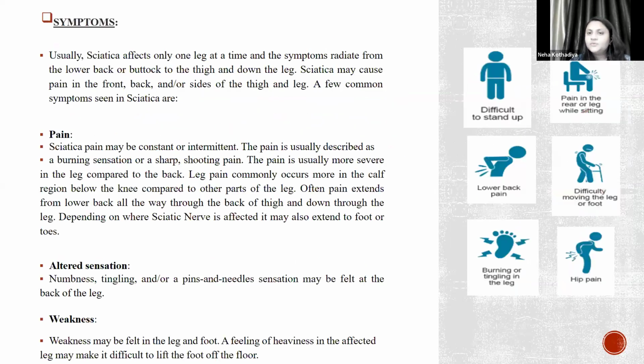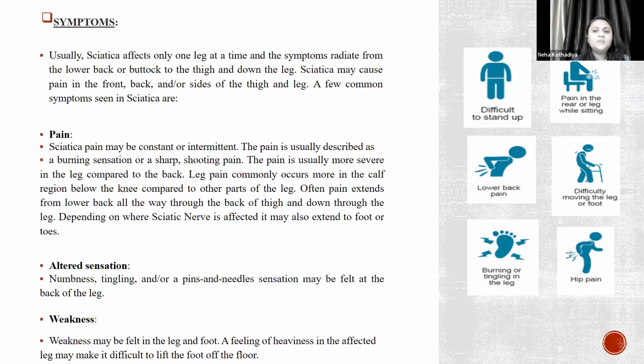What are the symptoms of sciatica? Usually, sciatica affects only one leg at a time. The symptoms may radiate from the lower back to the buttocks, to the thighs, down the whole leg. Sciatica may cause pain in the front, back, or sides of the thigh or leg. A few common symptoms seen in sciatica are as follows. Pain. Sciatica pain may be constant or intermittent. The pain is usually described as a burning sensation or a sharp, electric-like shooting pain. As we all know, in radiculopathy, sharp, shooting, electric-like pain.